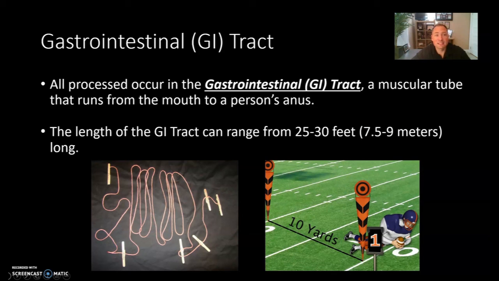So everything happens in the gastrointestinal tract, or GI tract for short. All the processes occur here. It's a muscular tube that runs from the mouth all the way to the end of a person's anus. Now the length of the GI tract can range from 25 to 30 feet, 7.5 to 9 meters, or if you're a sports fan like me, in football it's about the length of trying to get a first down.